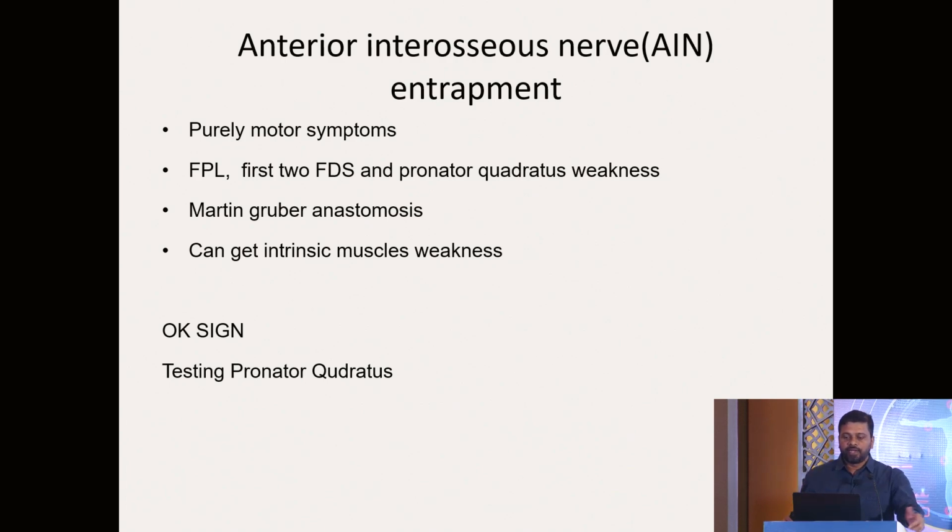Again, anterior interosseous nerve entrapment. It is again a purely motor nerve, so you will not get any sort of sensory symptoms. In AIN entrapment, the patient will get pain in the forearm, and you look for weakness of flexor pollicis longus, FDS and pronator quadratus muscle.